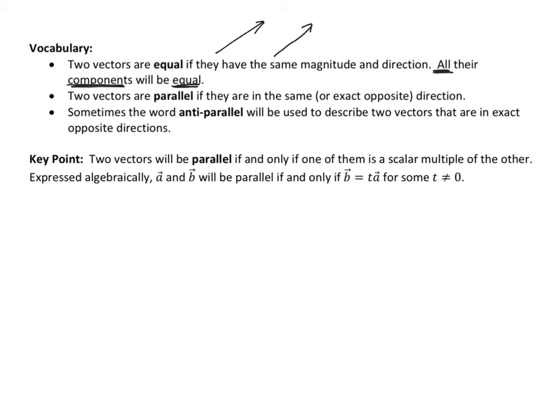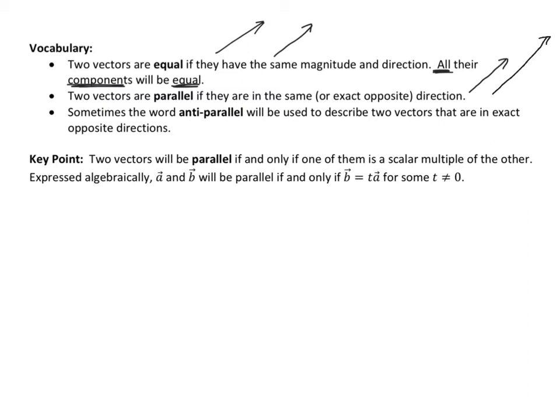Now, we could also talk about vectors being parallel. Two vectors are parallel if they're in the same direction or in the exact opposite direction. So if you have a vector like this, I suppose I already drew them up here, these two vectors up here are parallel. They also happen to have the same length. I could have two vectors that are the same direction but have different lengths. That would make them parallel.